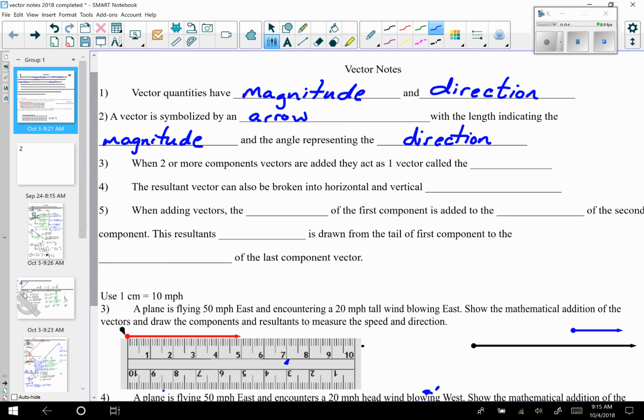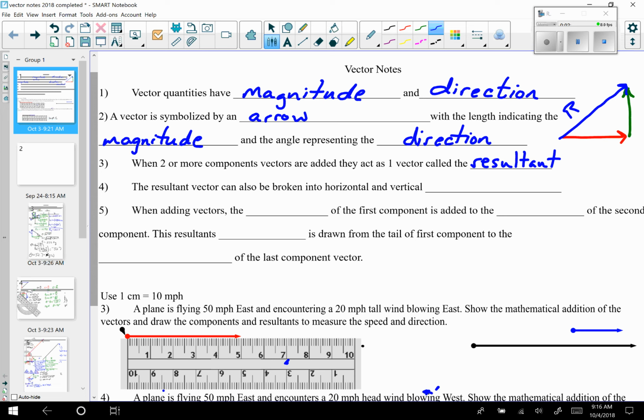Now, when two or more component vectors are added together, they act as one vector called the resultant. Let me just draw this out for you real quick. So write down the word resultant, and then I'll draw it for you so you can see what's going on. So for instance, if I had a vector that was going to the east like this, and I add it to a vector that's going north, so if something's pushing to the east and something's pushing to the north, the actual resultant is going to be the object going northeast like this. So this would be my resultant. I'm going to put an R right there.